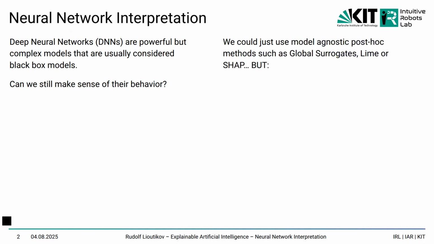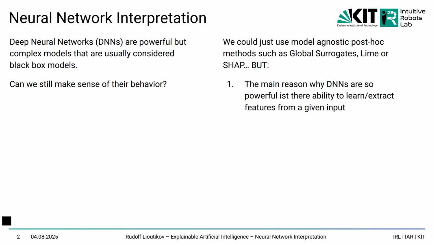If you want to make sense of it, of course, we can do something model agnostic, because we mentioned we can do this on any model, so we can also do it on DNNs. But surrogate models, LIME or SHAP will be problematic because the main reason why DNNs are so powerful is that they learn their own features. And now we're trying to make sense of limited hand-designed features, and that's not necessarily going to work well here. That's the first thing. And also SHAP is expensive. So we need special methods to interpret those extracted features, like the hidden states or the latent states.